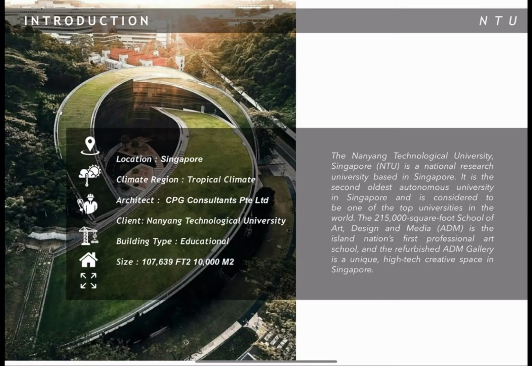So I'll start with introducing the Nanyang Technological University that is located in Singapore with tropical climate. The university is a national research university based in Singapore. It is the second oldest autonomous university in Singapore and considered to be one of the top universities in the world. The building promotes passive design strategies that are directly attached on the building and cover majority of the building.